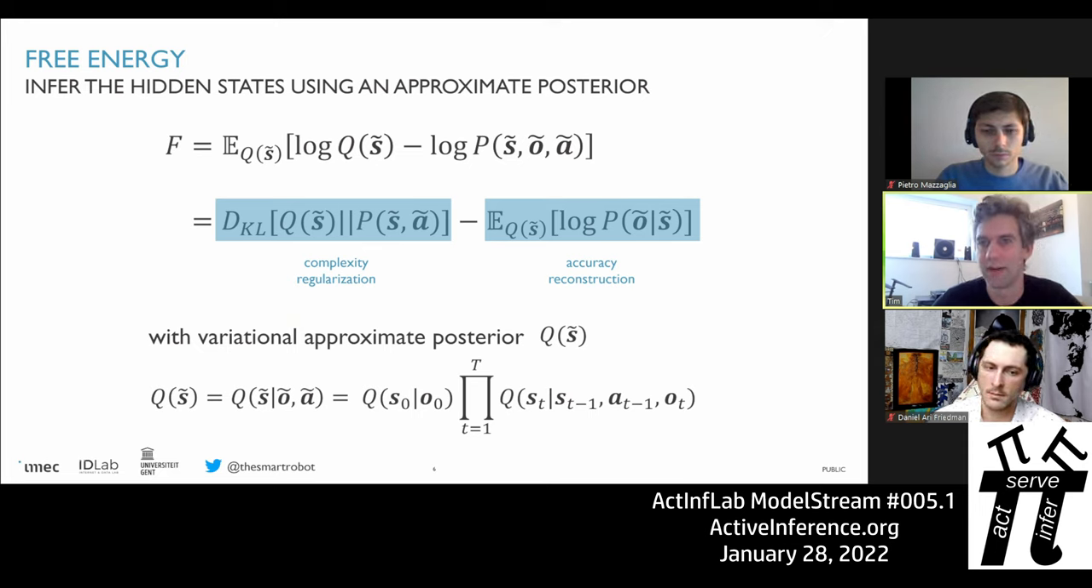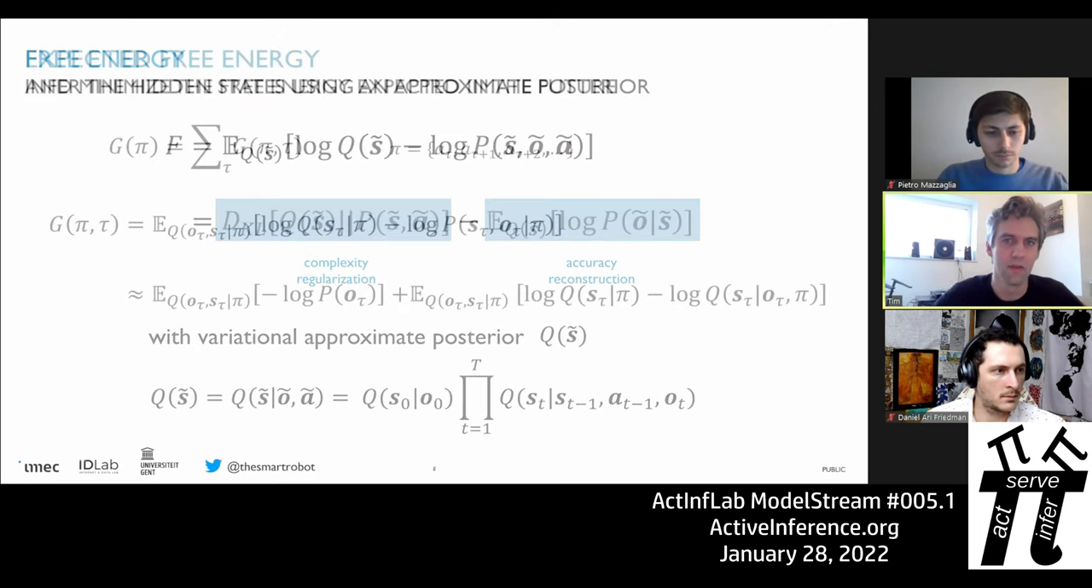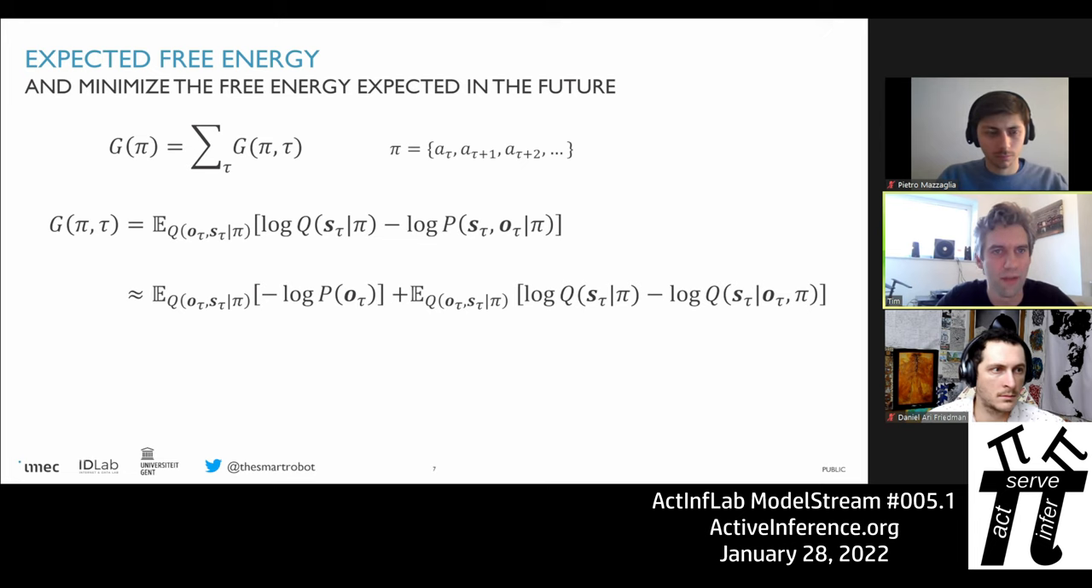But of course, you also want to know your actions. You want to look into the future. And if you look into the future, then we talk about the expected free energy. Here, we use Pi as a shorthand for a sequence of actions into the future. I also switched from t to tau just to denote that we are talking about future time steps. But other than that, it's the same. The important bit is that now the expectation is not only over states, but also over outcomes, because you haven't sensed your observations yet, so you don't know them, so you just do an expectation over anything that could happen.